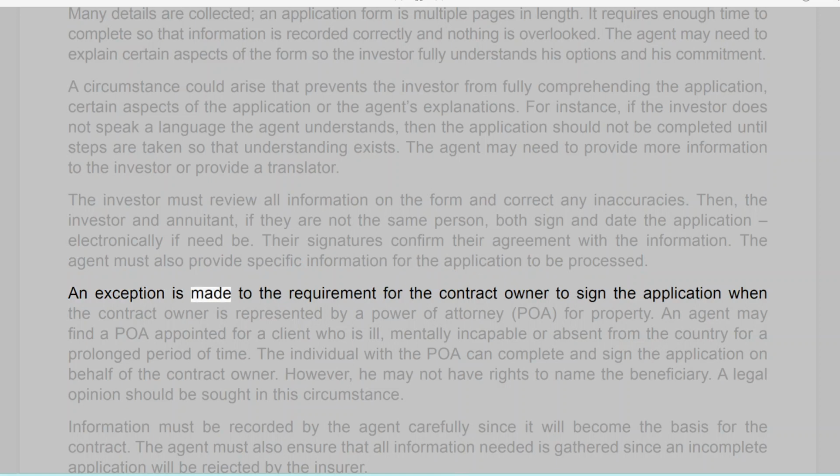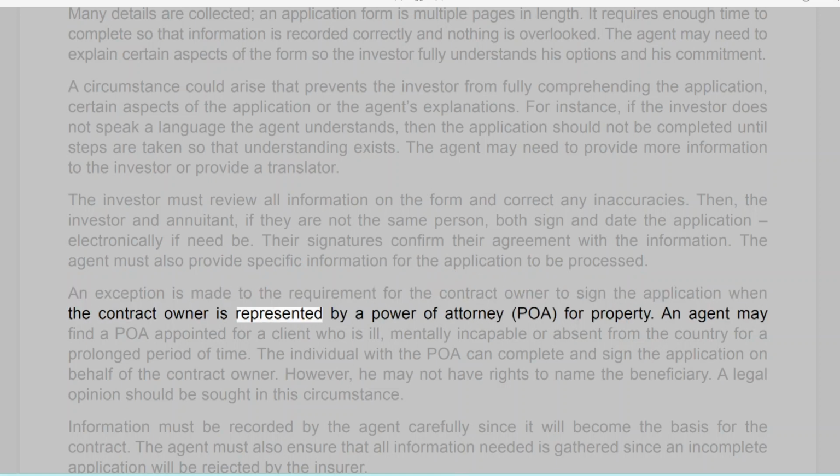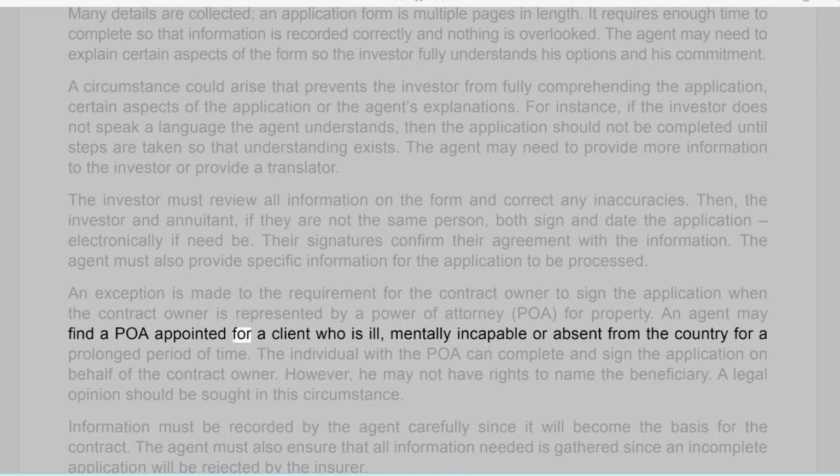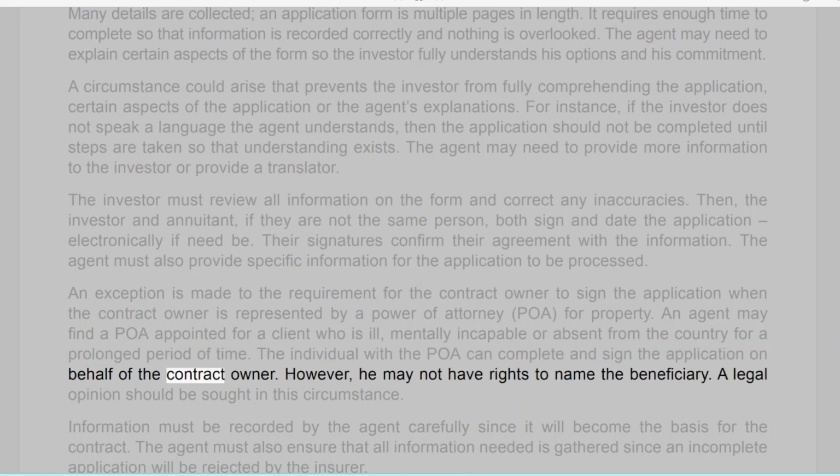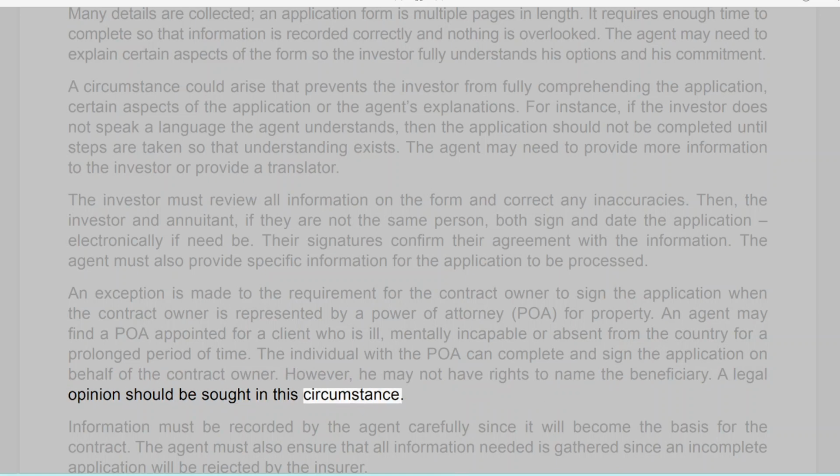An exception is made to the requirement for the contract owner to sign the application when the contract owner is represented by a power of attorney, POA, for property. An agent may find a POA appointed for a client who is ill, mentally incapable or absent from the country for a prolonged period of time. The individual with the POA can complete and sign the application on behalf of the contract owner. However, he may not have rights to name the beneficiary. A legal opinion should be sought in this circumstance.